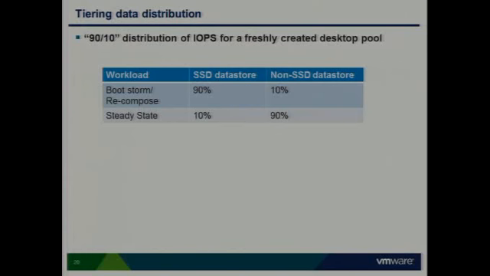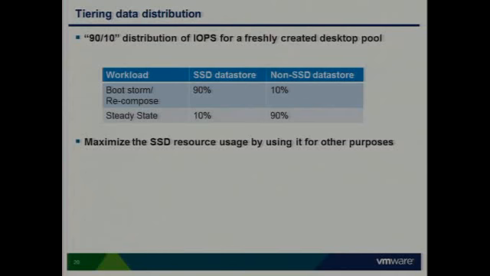So what this means is that while the desktops are booting, 90% of the load is directed to the SSD data store, and during the steady state, 90% of the IOPS is directed to the non-SSD data store. So you can maximize the SSD data store usage by running other workloads on it. For example, you can run file servers. After the desktops have booted, the SSD data store hardly has any traffic on it. So you can run a file server and maximize the usage of those SSD data stores.